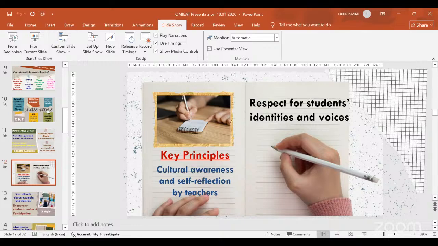Teachers play a crucial role in creating an equitable and supportive learning environment by demonstrating cultural awareness and engaging in self-reflection. By maintaining high expectations for all learners, they encourage every student to reach their full potential. Responding to students' identities and valuing their voices fosters a sense of belonging and empowerment in the classroom. Additionally, implementing inclusive and flexible teaching practices ensures that diverse learning needs are met, allowing all students to actively participate and thrive.